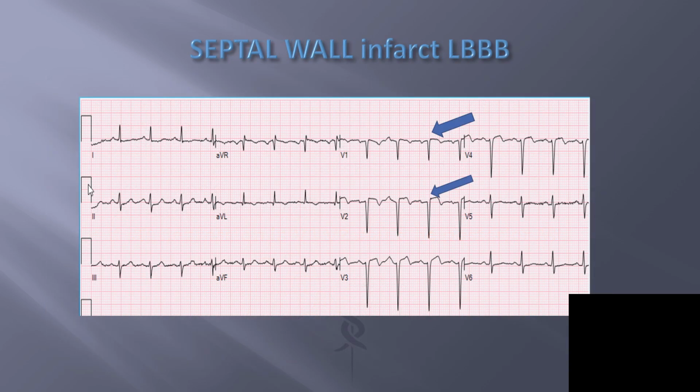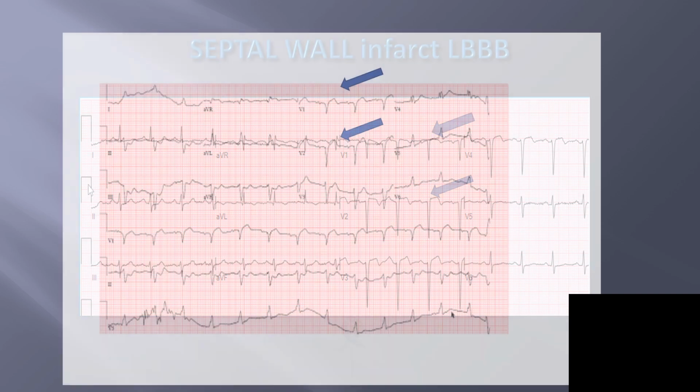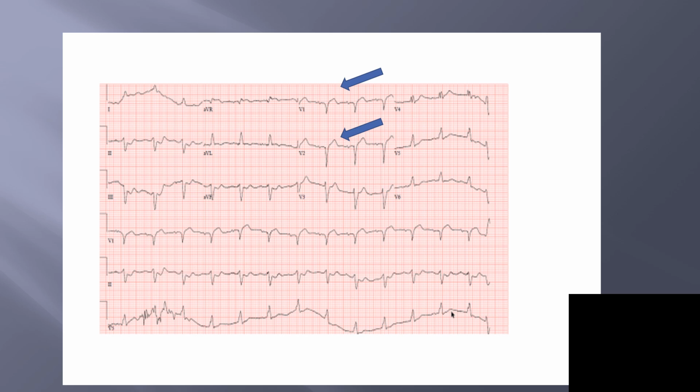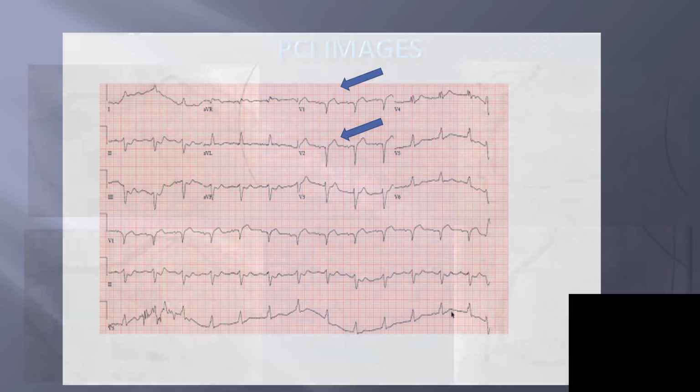This EKG here shows the septal wall infarct with the left bundle branch block. And you will see there in your V1 and V2 leads the elevation there. And this again, in this EKG, is just another example of your elevation in V1 and V2.